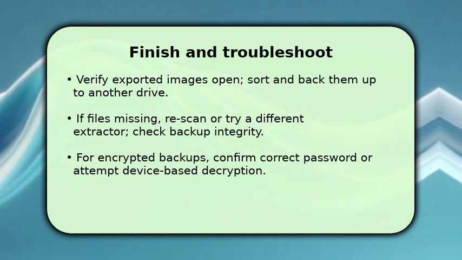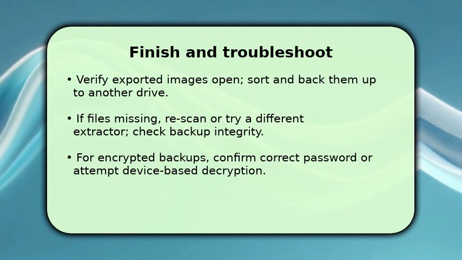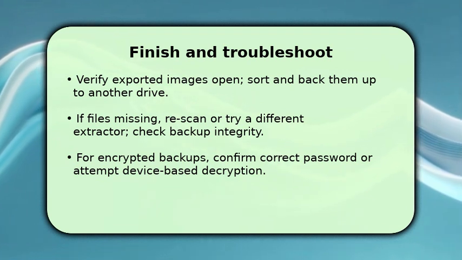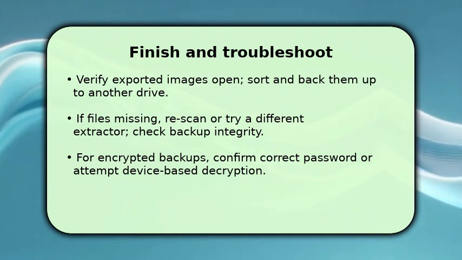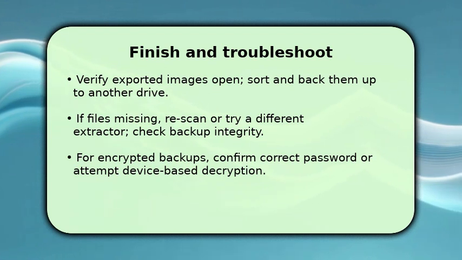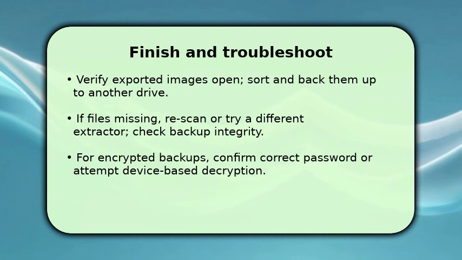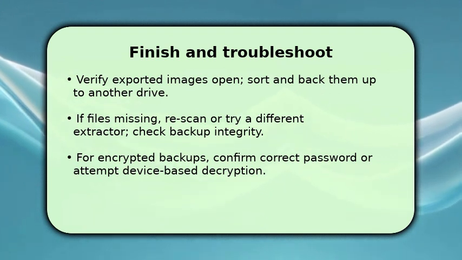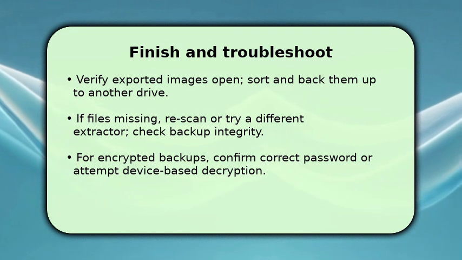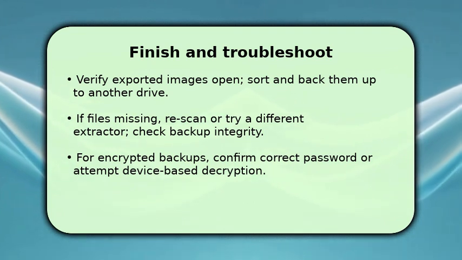If images are missing or corrupted, rerun the extractor's scan and try a different tool. Some handle SQLite blobs better. For encrypted backups, make sure you use the exact backup password or your device passcode. Without it, you can't decrypt. If you still can't access photos, test the original backup folder on another PC to rule out local permission or disk errors.